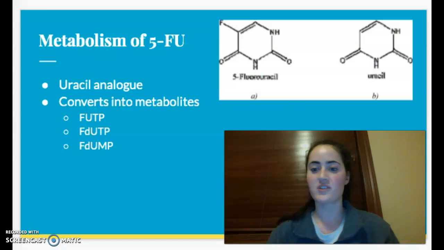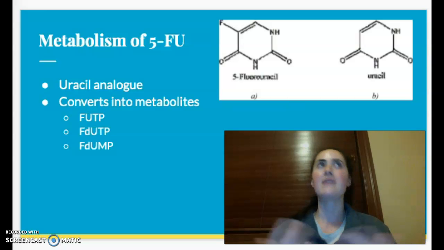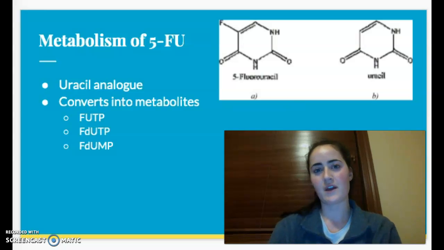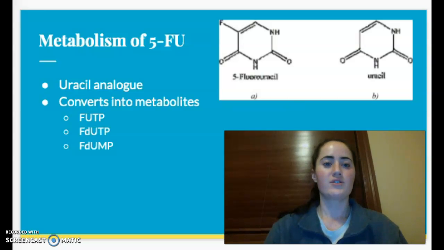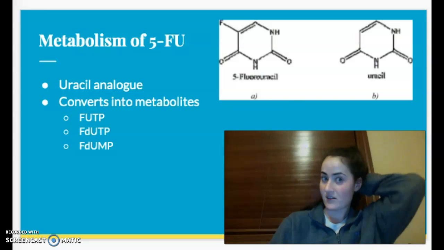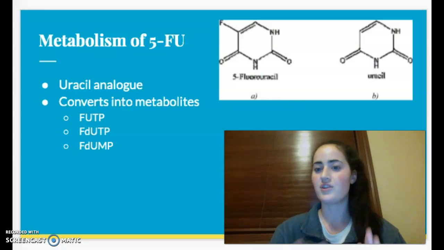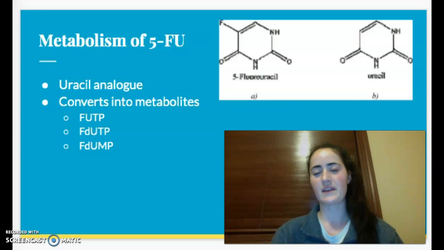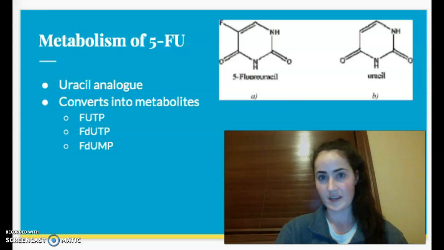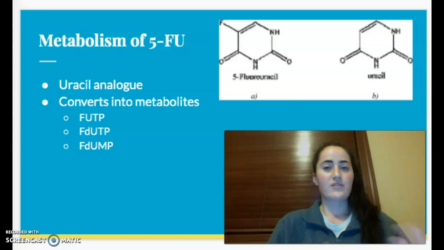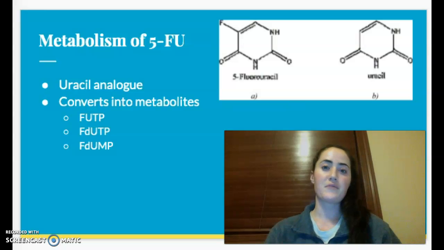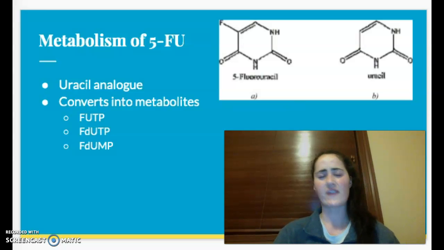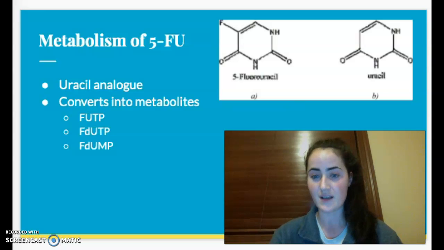This is really important to keep in mind when discussing the overall mechanism behind how this specific drug works. Like I said, it is a uracil analog. It does have a fluorine atom, which you can see at C5. Now, this medication is typically given intravenously, and as soon as it's given, it rapidly enters the human's cells, and it does so in a way that very closely resembles that of uracil.